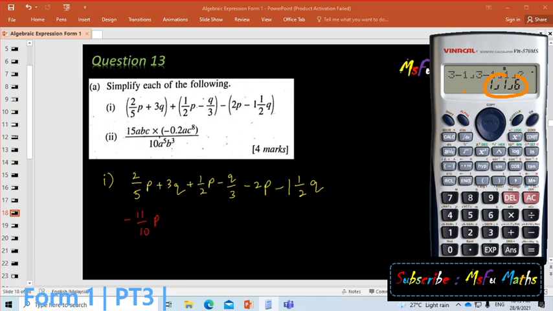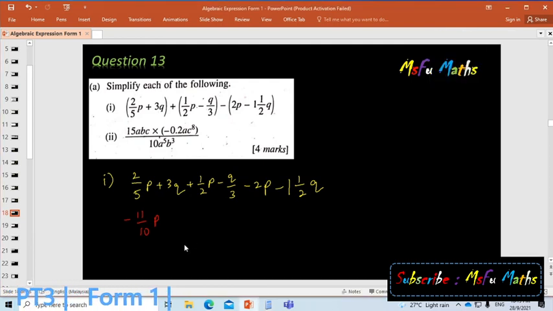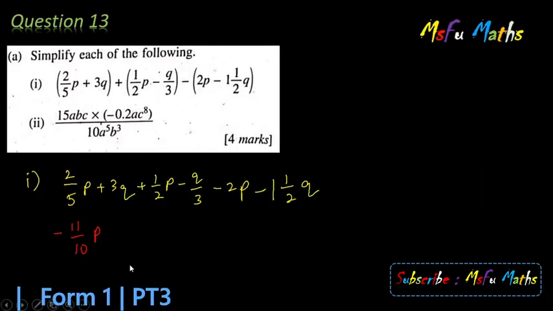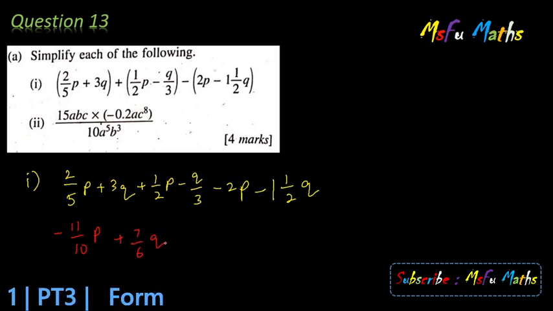Normally if you have a result like this, just convert to improper. Again, I said press shift and then press this one. Oops, sorry. You press this one, you get decimal. Press again, you get mixed number. You press shift and this, you get improper fraction. Okay, so 7 over 6. So you write here plus 7 over 6q. That's your final answer.